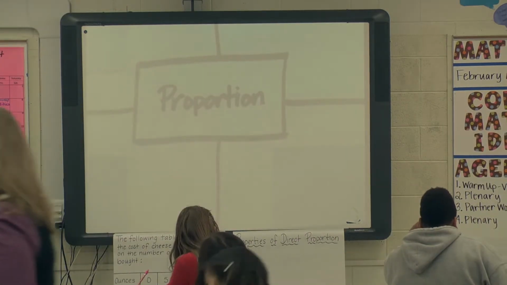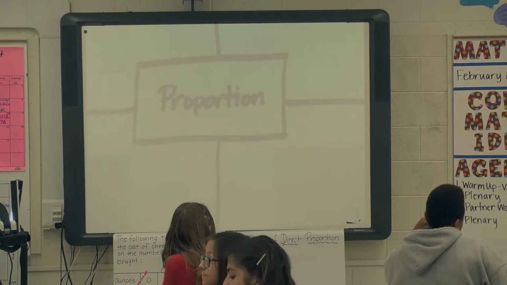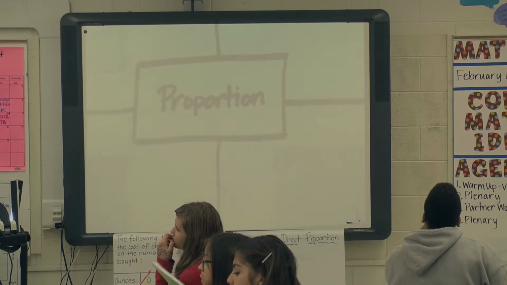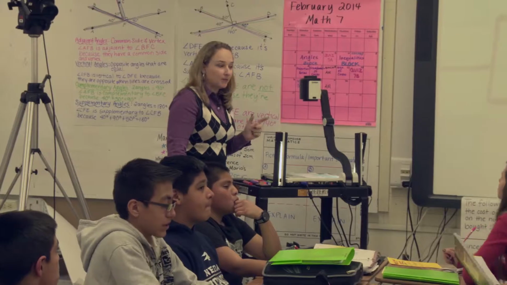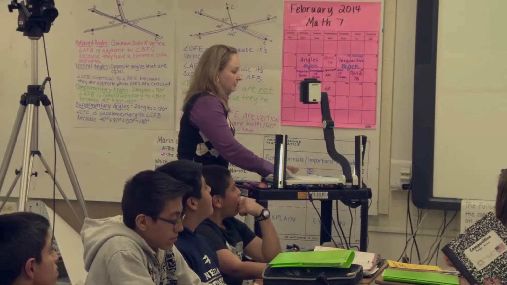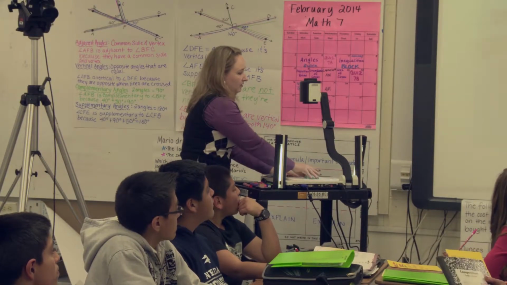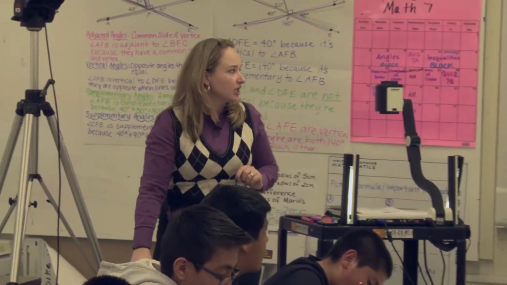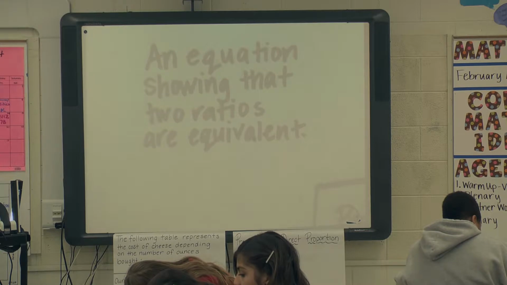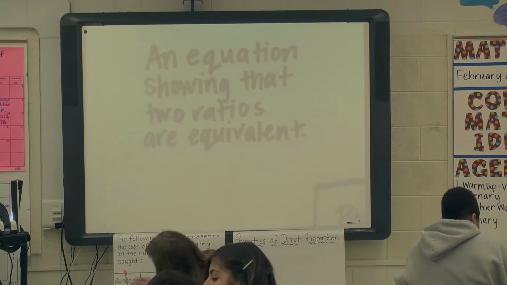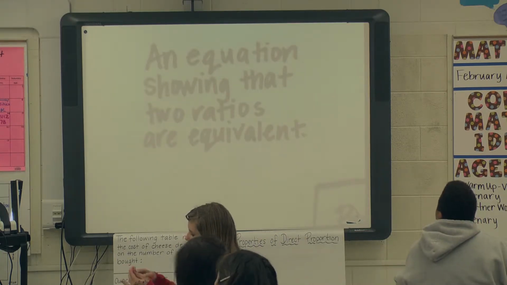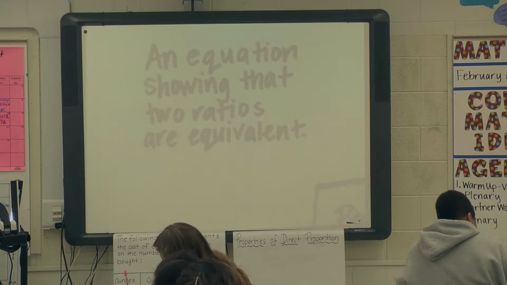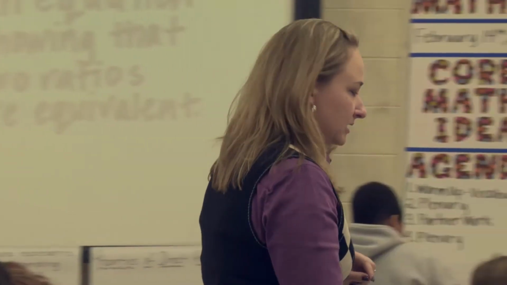Does anybody remember what a proportion is? Anybody think they remember? Okay, so let's help ourselves out. Let me give you the book definition and see if it starts ringing a bell. So the book definition is, a proportion is an equation showing that two ratios are equivalent. An equation showing that two ratios are equivalent.